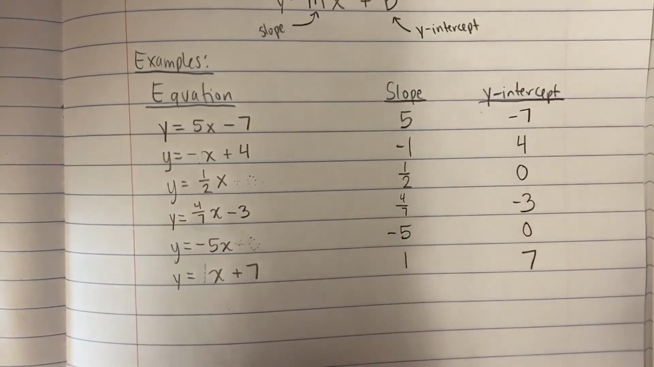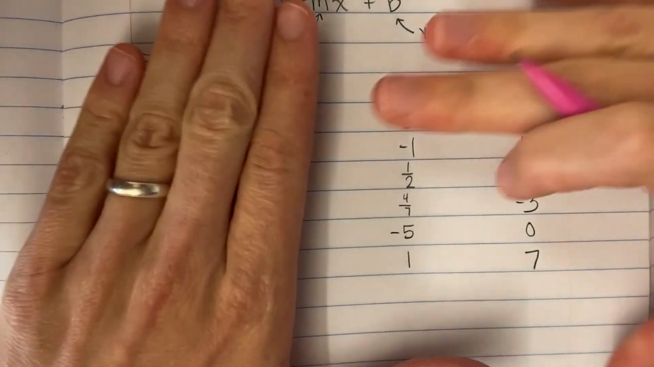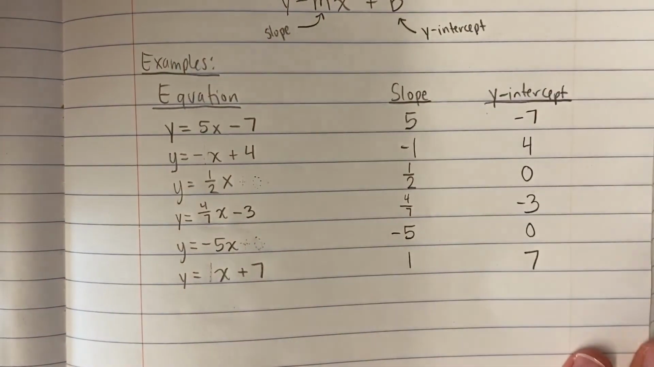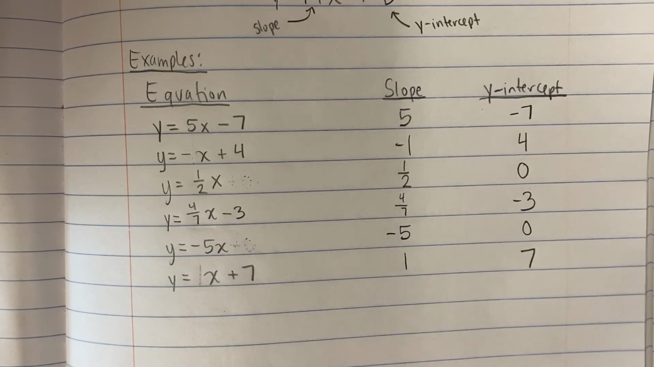So you're going to practice this. You're going to do both. You're going to look at an equation and decide what the slope and y-intercept are, and you're going to look at the slope and y-intercept and decide what the equation is. There's no need to write anything for the practice problems. You can just do them right on the screen.